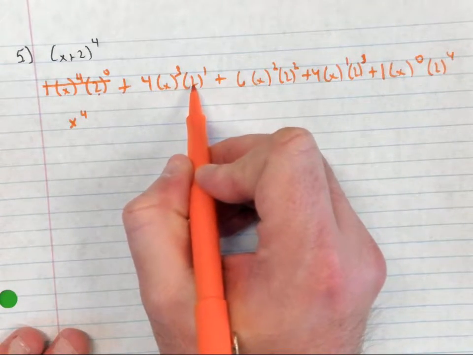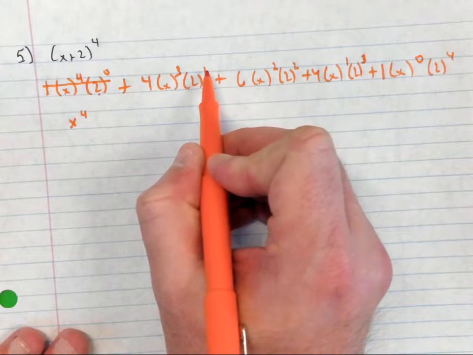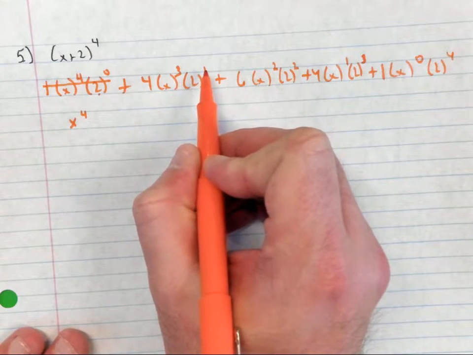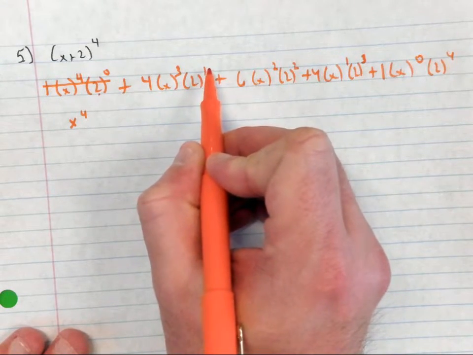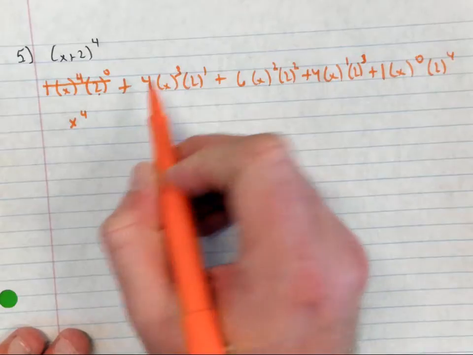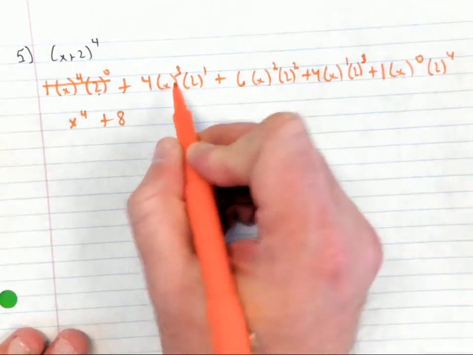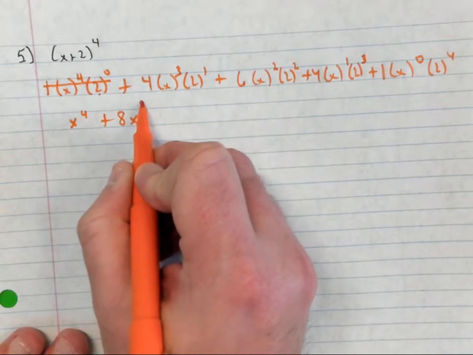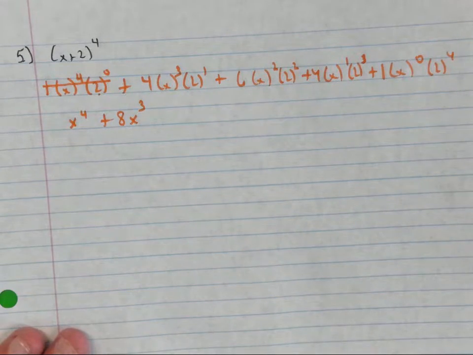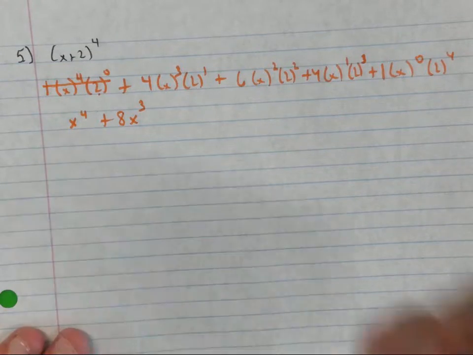Okay. What is 2 to the first? 2. Derek, pay attention, please. 2 to the first is 2. 2 times 4 is what? 8. Positive 8. So I put a plus 8. X to the what? 3rd. Do you see that? I always take care of my coefficient first, okay? Always take care of my coefficient first.